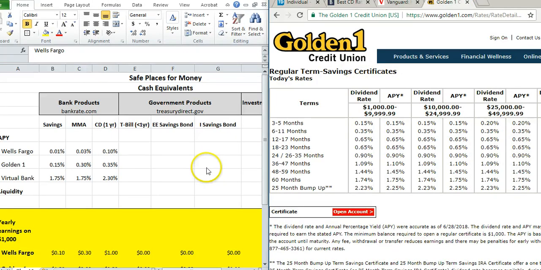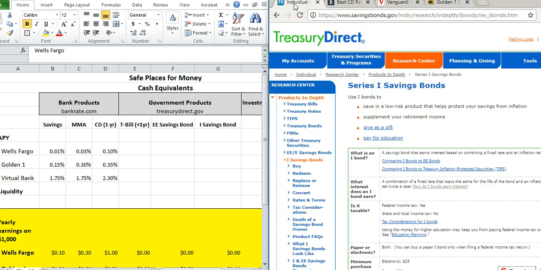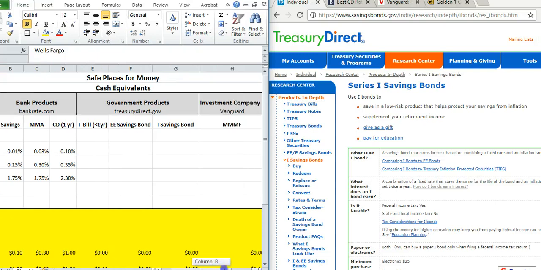Okay, so now we have these different rates for our bank products. And now I'm going to move over to government products. Remember I was at bankrate.com for the banking information. I popped into Golden One, and now I'm going to go to a different site, which is called Treasurydirect.gov, and I've also put these on this form. Treasurydirect.gov is going to have all of the information that we need for our government products. So now we're over here on government products.